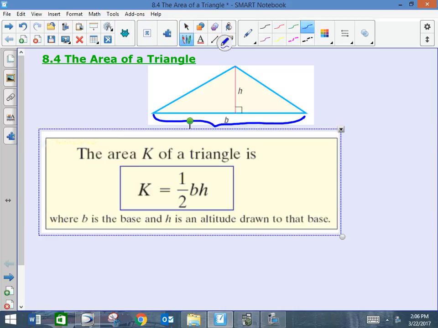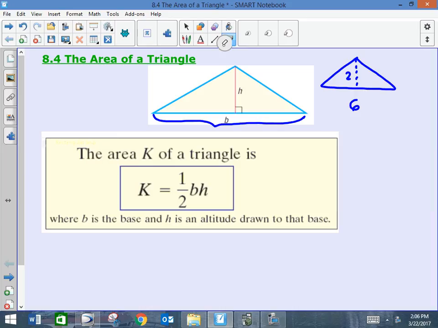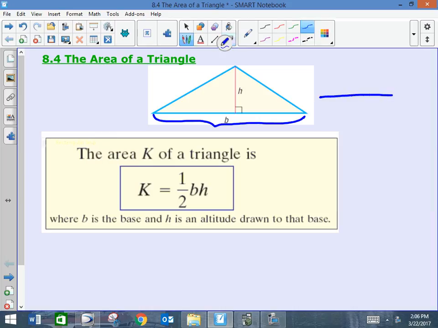Let's say we had the area was 6 and 2. No, we don't know that. Okay, sorry. We're saying this is the 2 and this is 6, and we want the area. Okay, so tell me what you do to work through this.